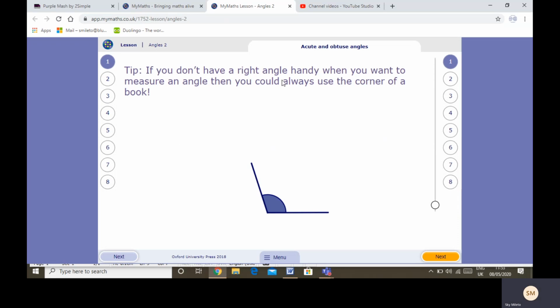If you didn't have a right angle handy, then you could always use the corner of a book, or the corner of a piece of paper, because those are right angles. So you can always have something to check whether it's bigger or smaller. There's always a comparison in the room for you, because there's right angles everywhere, as we saw the other day. You have a look here, you can see this one's obtuse because it's bigger than the book.